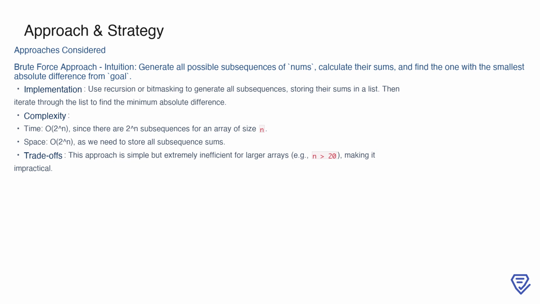The time complexity is 2 to the power of n, as there are 2 to the power of n subsequences for an array of size n. Similarly, its space complexity is also 2 to the power of n, because we need to store all of these sums. This makes the brute force approach impractical for larger arrays, especially when n exceeds 20, as the number of subsequences grows exponentially. Thus, we need a more efficient strategy for tackling larger inputs.